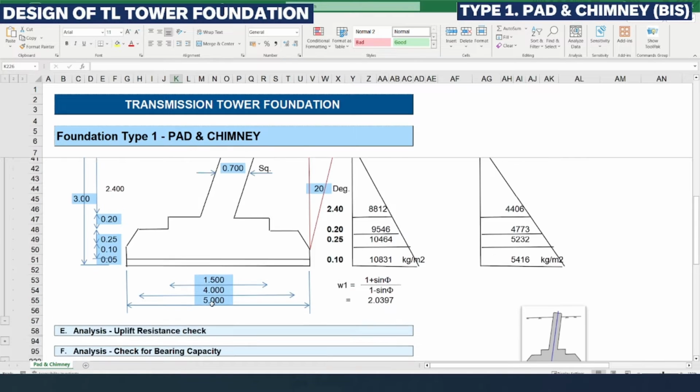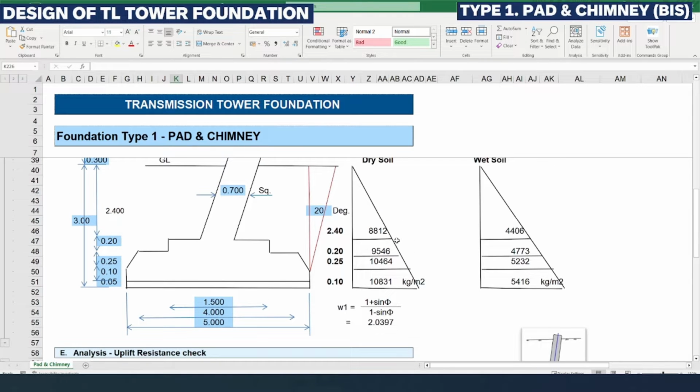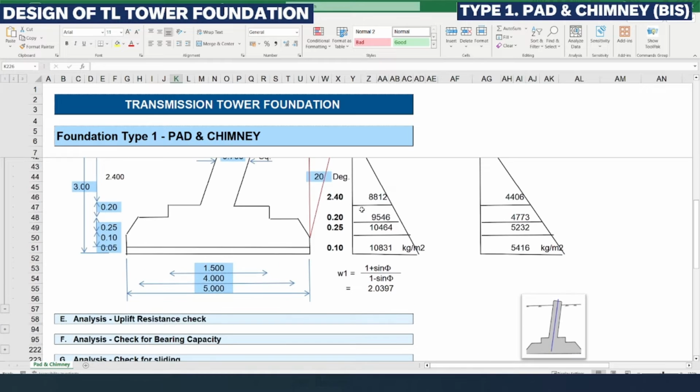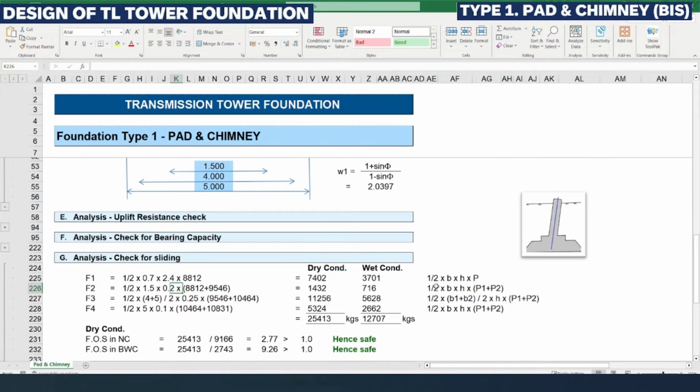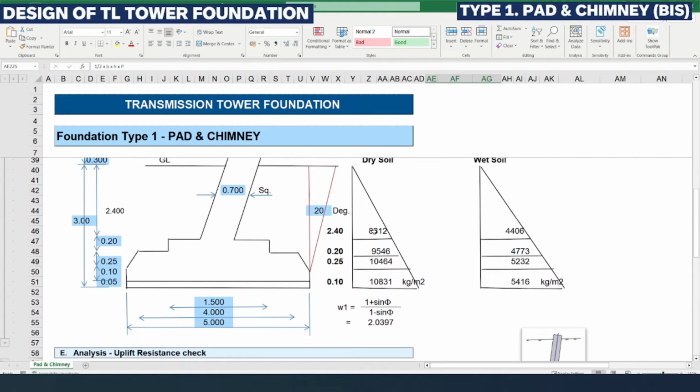For F1 means this part, the first triangle we need to calculate. We know the triangle formula is half into B into H. In that, half into BH, we need to multiply by the pressure value also, in kg per meter square.